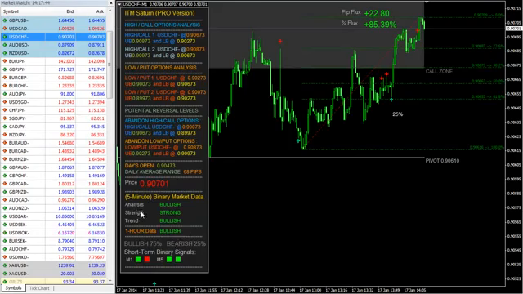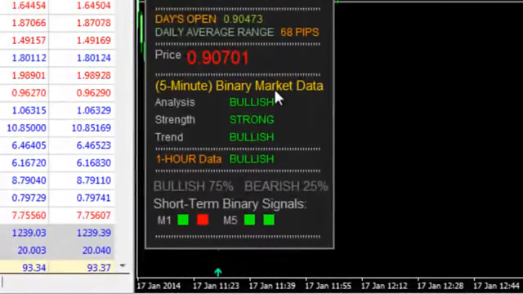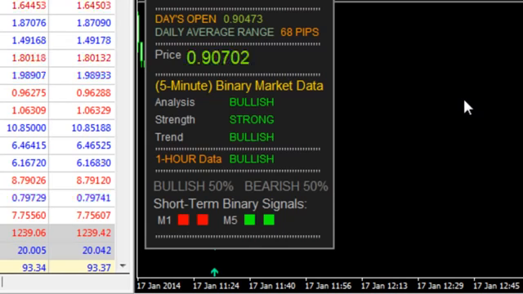So right now, let's have a look at this left panel here. The 5 minute binary market data suggests that the market is clearly very strongly bullish. 1 hour data is also picturing bullish momentum. So where should you ideally go? Trading with the trend. As they say, the trend is your friend is a much touted little one-liner in the financial markets. And that is very true, because when you trade with the trend, you have a higher probability of success than trading against the trend.